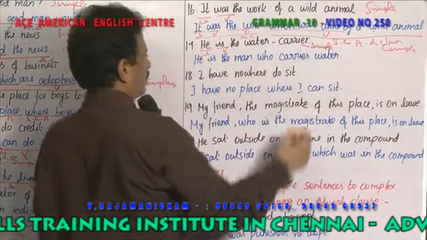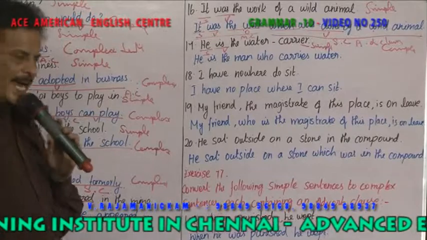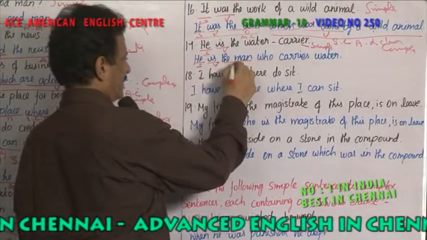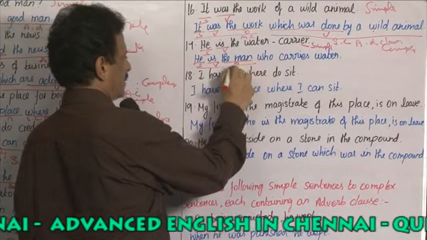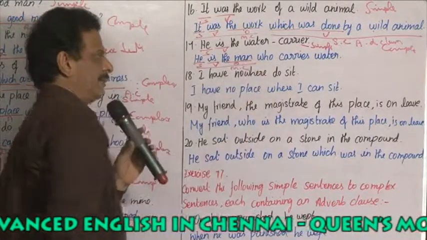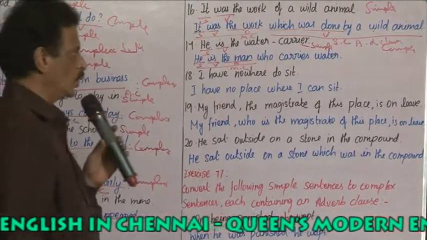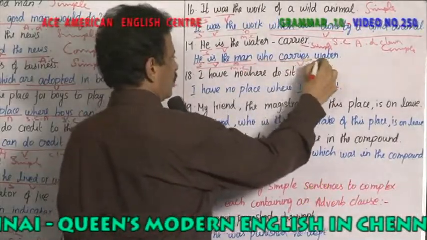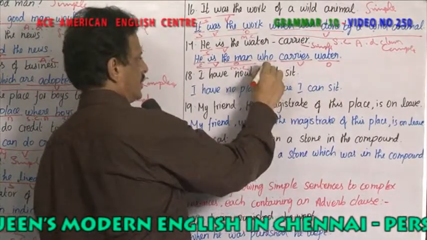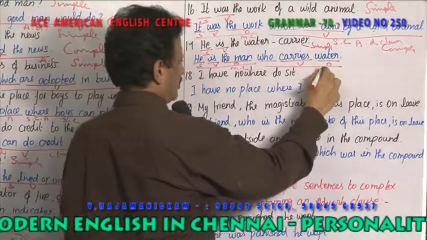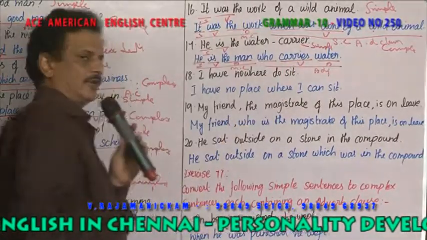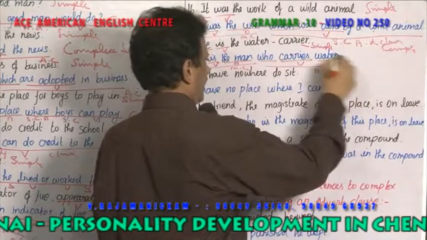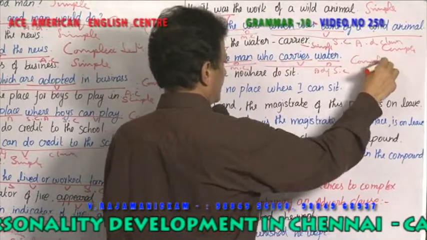So how do you change it into a complex sentence? He is the man. He is the subject, is is the verb, the man is the object. So he is the man becomes the main clause. What type of man? Who carries water. This who stands for the man. Carries is the verb, water is the object. So who carries water becomes an adjective clause qualifying the man. This becomes a subordinate clause depending upon the main clause. So it is a complex sentence.